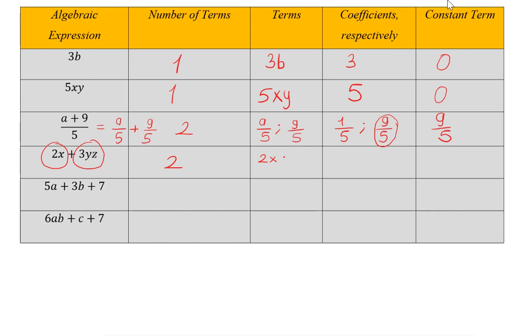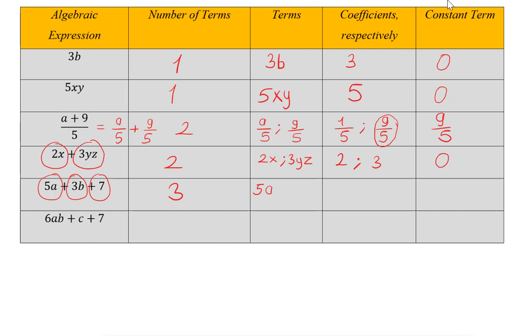What about the fourth one? The number of terms here: 2x and 3yz. There are two terms and these are 2x and 3yz. And the coefficients are 2 and 3. Again, there is no constant term here. I can't see any number free from variables, so this means the constant term here is 0.